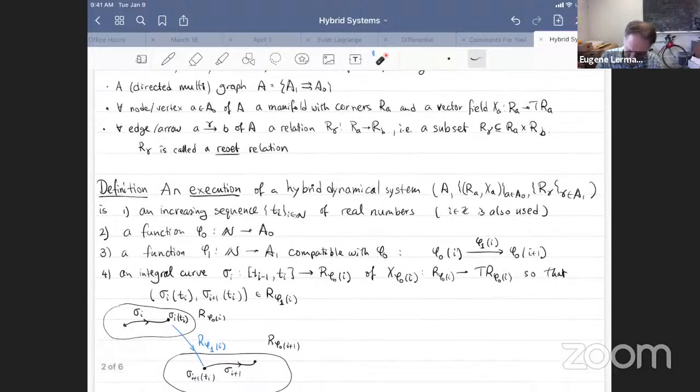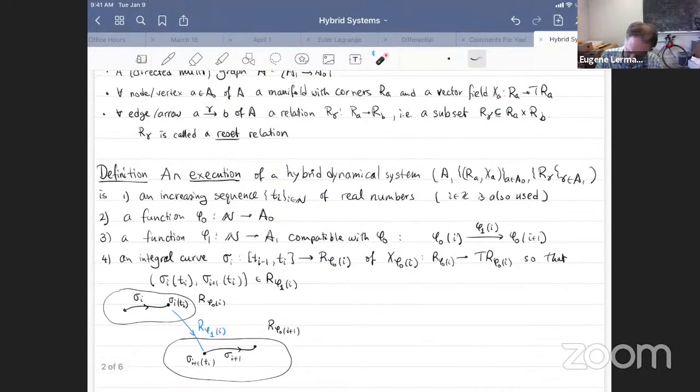Okay, so that's what a hybrid dynamical system traditionally is defined as. And if I'm giving you a dynamical system, I should probably tell you what it does, right? I should tell you about its behavior. So an integral curve, a trajectory, or something like this for a hybrid dynamical system is called an execution. And an execution of a hybrid dynamical system is the following somewhat complicated looking thing. It's an increasing sequence of times.